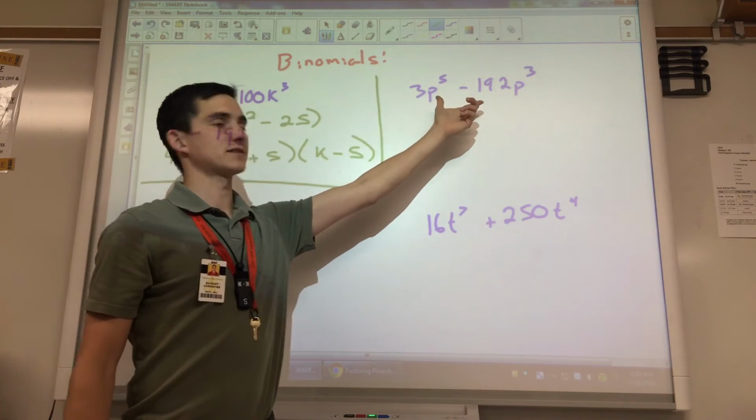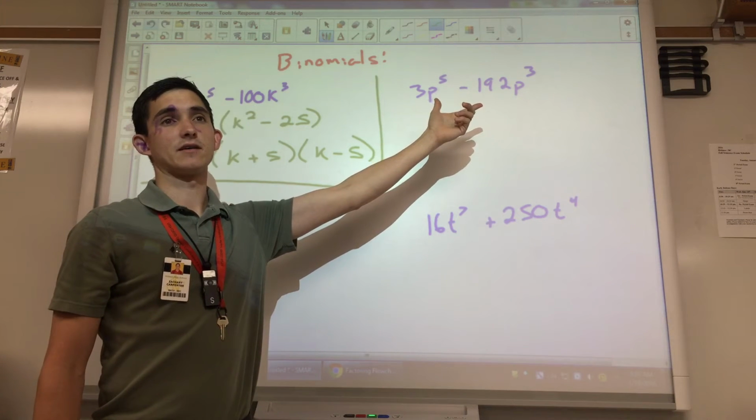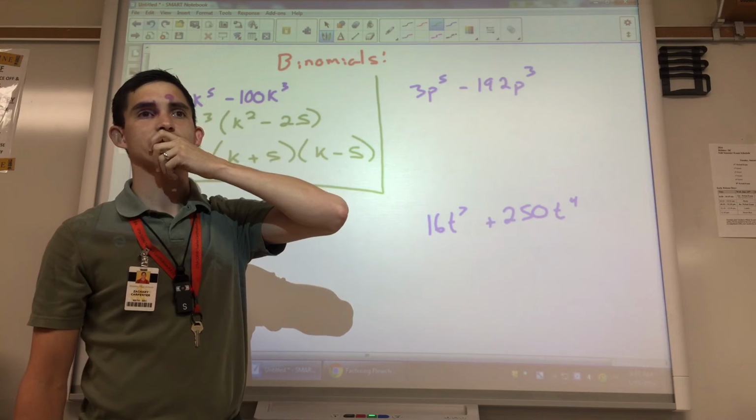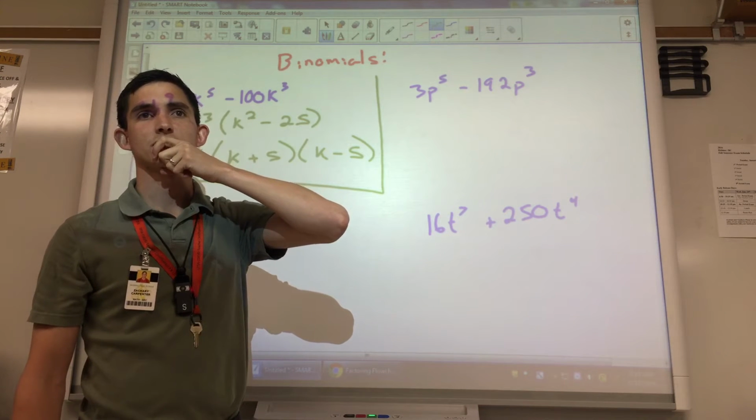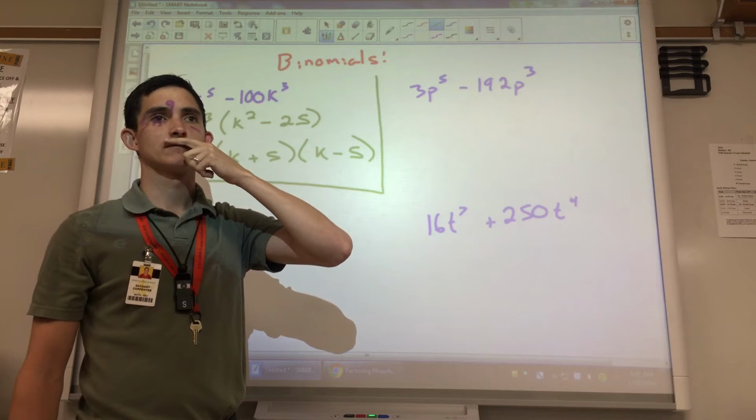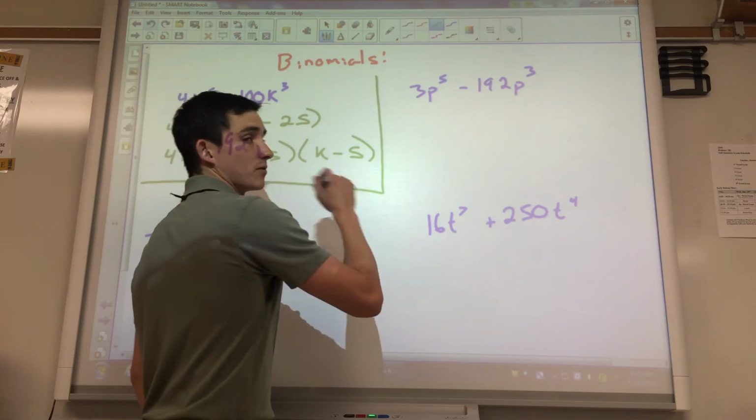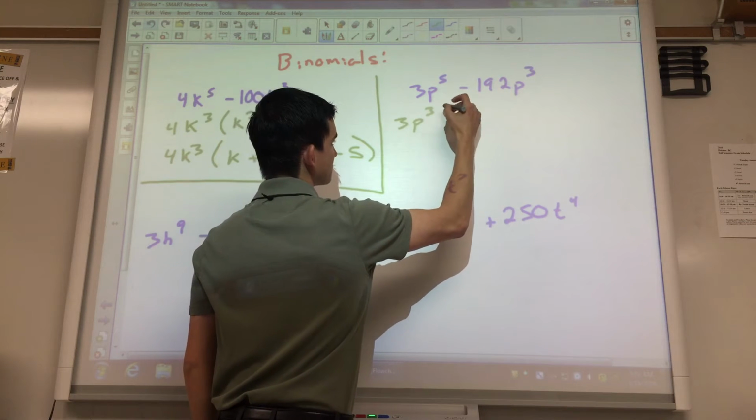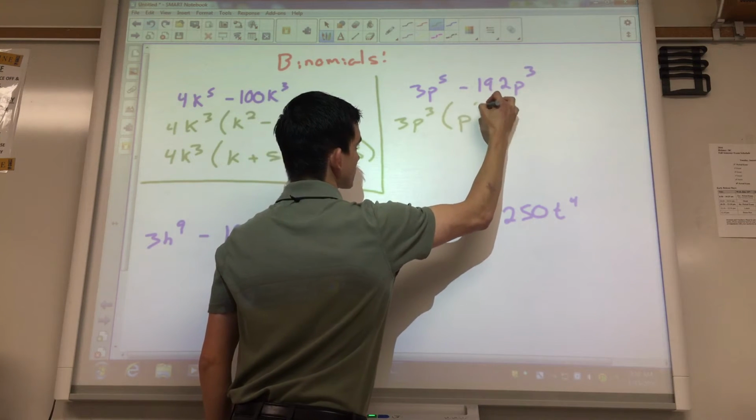Can anybody tell what this is going to be already? Is it going to be a... Well, let's just keep going with it. What's the GCF? Greatest common factor. 3 and what? Okay, so 3p cubed. So we're left with p squared.